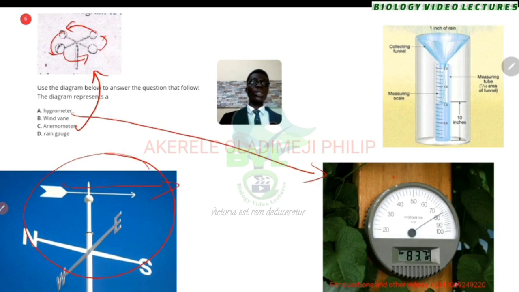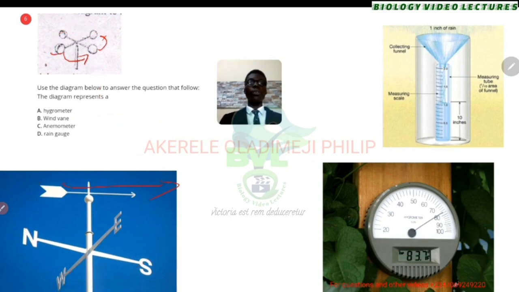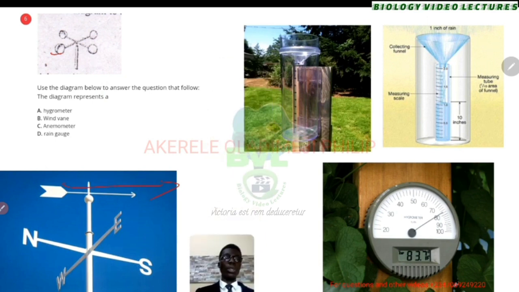So the rain gauge is used to measure amount of rainfall in the year. Of course, this one you're seeing is the old one, and the newer version looks like this one. So you measure that. When you add that up, you have an idea of how rain falls in a particular area. All right. So the answer to this is anemometer, which is for knowing the speed of wind.